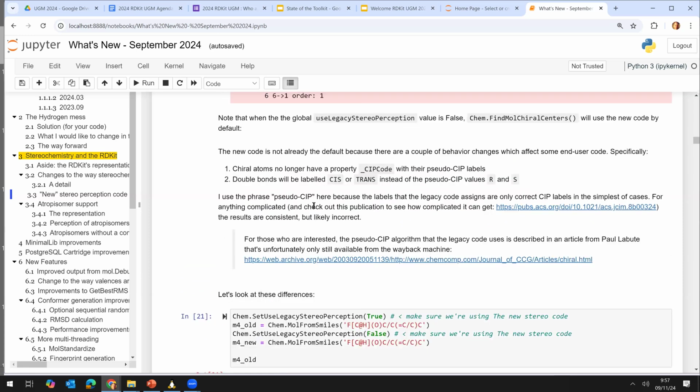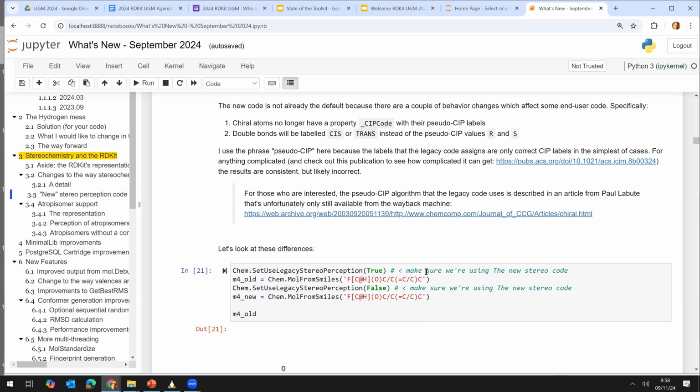I mentioned pseudo CIP here. Those values that you used to get, the R and S CIP codes and the E and Z assigned to the bonds, are approximate. They are not real CIP values. There are many cases where they give you the wrong answer. It's correct as to whether or not they're stereo, but the assignment is wrong. There's a paper here that explains how complicated the whole thing is. And I also include a link to the algorithm that's currently being used, so you understand where it all comes from if you care.